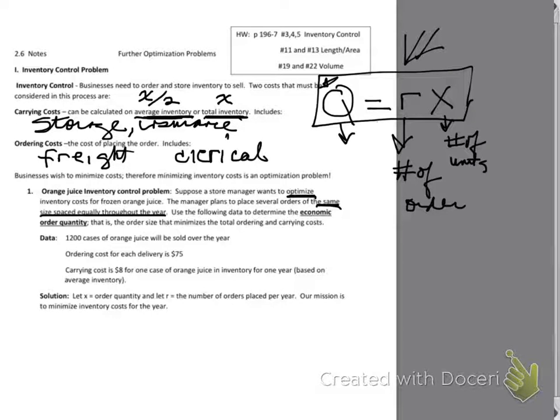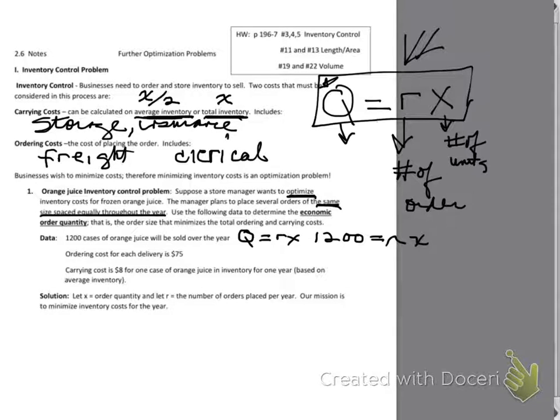Okay, so here's the data. 1,200 cases of orange juice will be sold over the year. That is your Q. Okay, we know that Q equals Rx. So right now we know that 1200 equals Rx. What does R equal? R equals the number of orders, and X equals the number of units in each order.